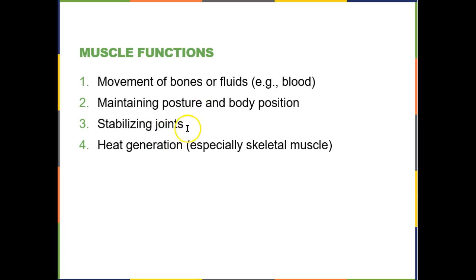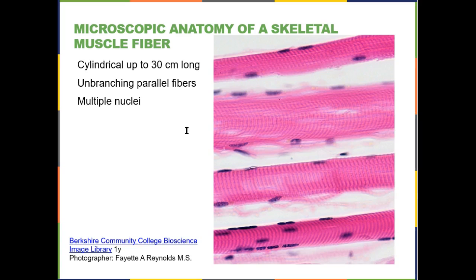Two, posture, fine. Three, stabilizing joints. Just don't forget that muscle tone, that tension in all of your muscles that cross your joints, is the major stabilizing factor for your synovial joints. And then your muscles also produce a lot of heat, which we tend to forget about, but it's actually a really important biological function and one of the things that separates us from lots of the animal world.